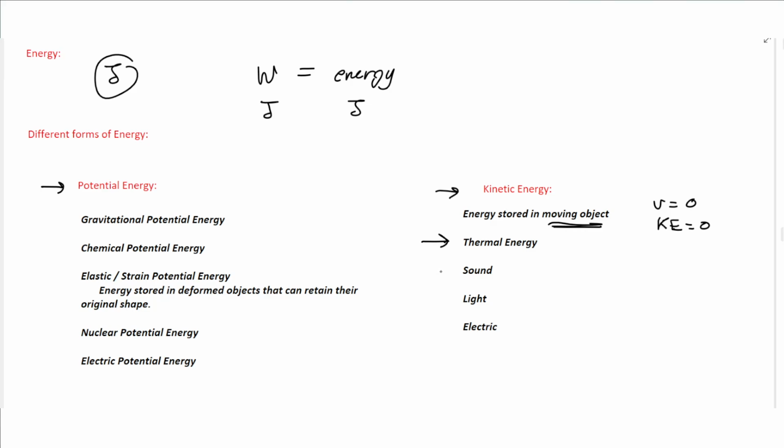If it's vibrations, we call it sound energy. If it's something called photons, we call it light energy. And if it's a moving charge or current, we call it electric energy.